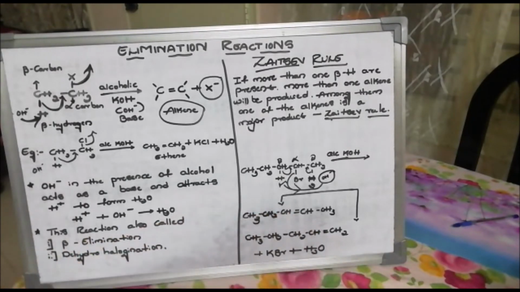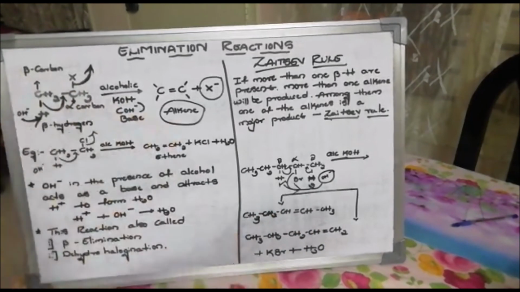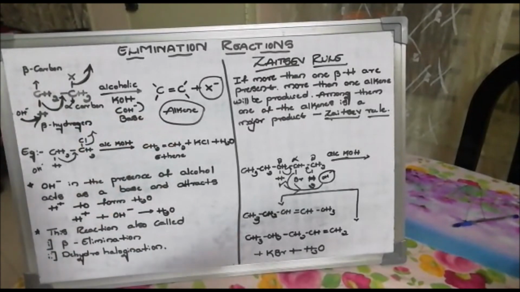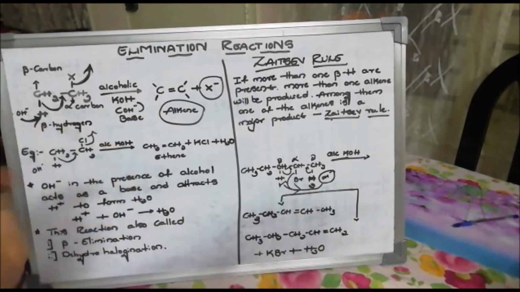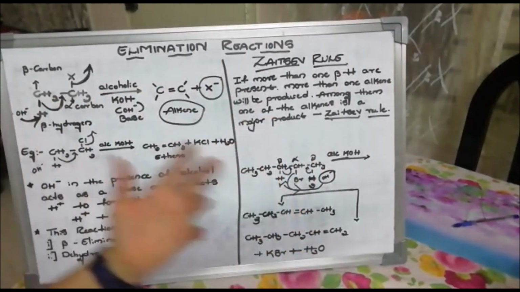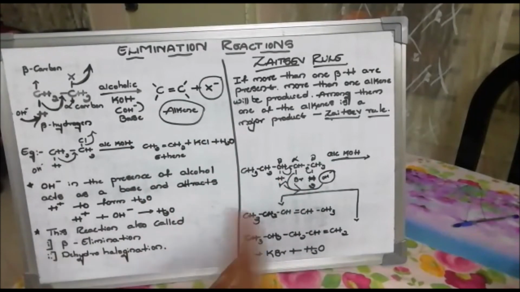So Zaitsev's rule is one more rule which you need to know. This is applied only when more than one beta hydrogen is present. Okay. So when more than one beta hydrogen or specifically saying when two beta hydrogens are present, this is how the rule can be applied. Okay. Two beta hydrogens present, two products will be formed, that is two alkenes will be formed, and one of them will be a major product and the other one will be a minor product.